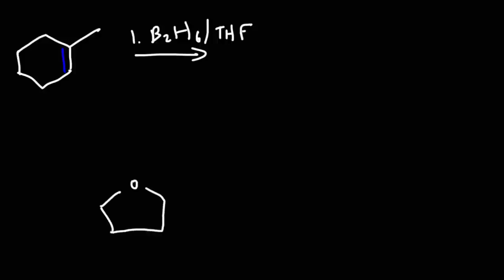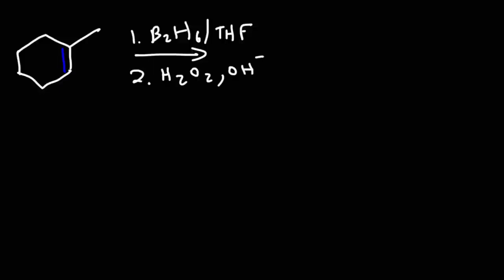So instead of using deuterium, we're going to go back to hydrogen. So in the first step, this is going to be B2H6 in THF. By the way, THF, tetrahydrofuran, is basically a cyclic ether. It's a 5-membered ring with 4 carbons and 1 oxygen. In the second step, we're going to use hydrogen peroxide and hydroxide. So what's going to be the end result of this reaction? Now, B2H6 is going to have the same effect as BH3.